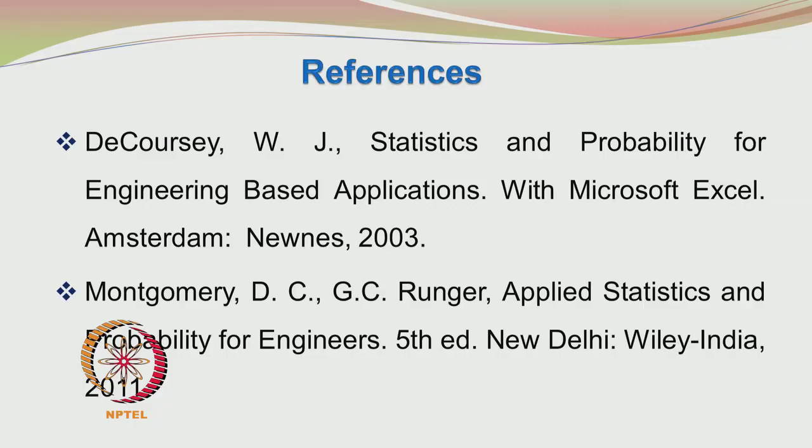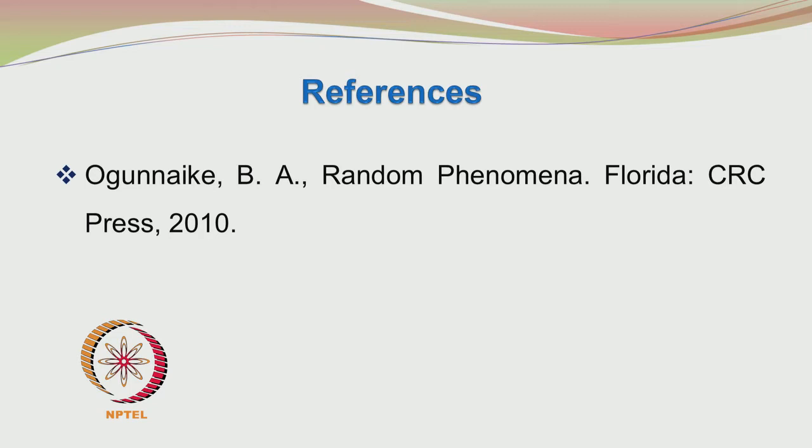Of course, this discussion is not exhaustive or complete. It is just a starting point. There are many more data analysis procedures which you may definitely understand when you read up after getting exposed to this lecture. Coming to the references, there is a nice book by D. Corsi, Statistics and Probability for Engineering Based Applications with Microsoft Excel. We are also going to follow our usual reference books, the one written by Montgomery and Runger. Also, we will be following Ogunnaike. The name of the book is Random Phenomena.